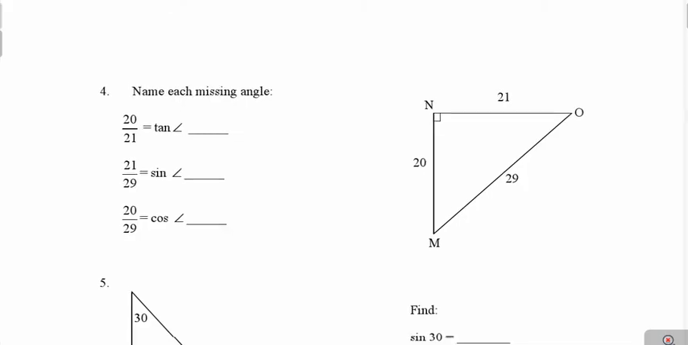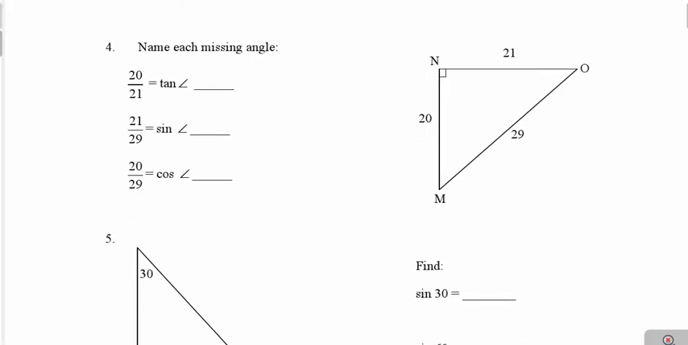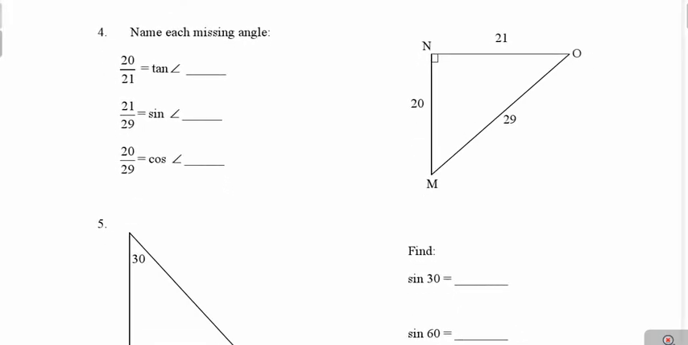Now this next example, example 4, is slightly different because now it's asking us to name each missing angle. So it's giving us a trigonometric ratio and then it's asking us to determine what angle they are talking about. Now I already mentioned that we're never going to use trigonometry on the right angle. So immediately we can eliminate angle N. So for those three answers, it's either going to be angle O or angle M, depending on the ratio.